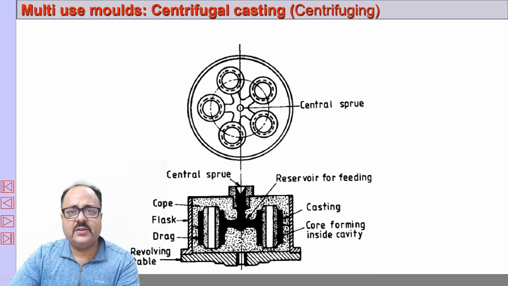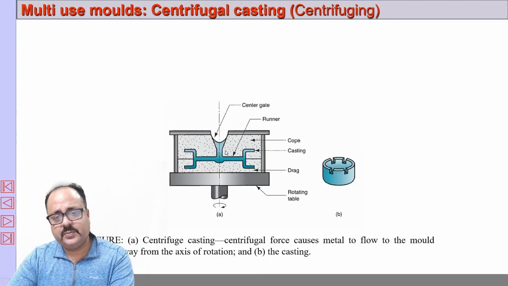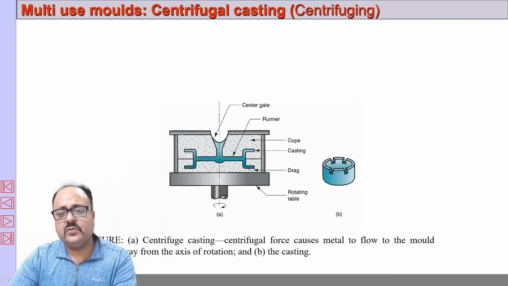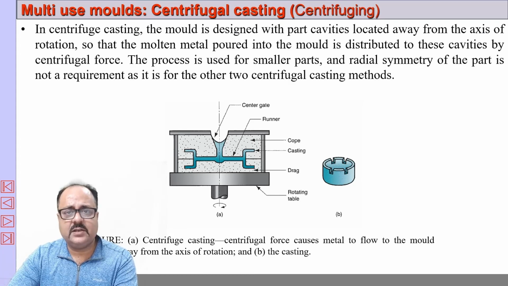Then you have centrifuging, where a number of molds are created in the sand, and it is rotated at a high speed. And molten metal will be distributed to different cavities by the centrifugal force. So this type of casting process is called centrifuging. Centrifugal force is basically used to distribute the molten metal to different parts of the mold cavity.